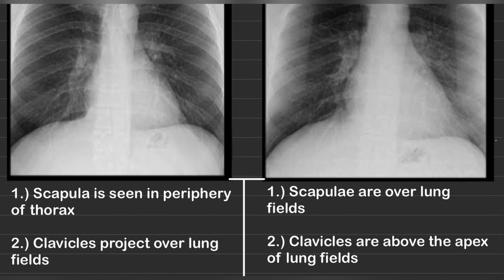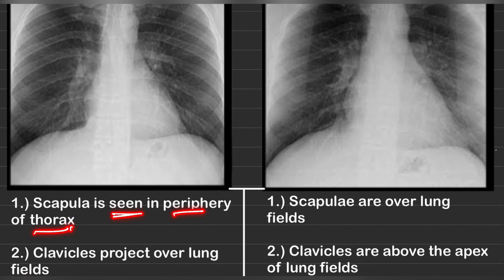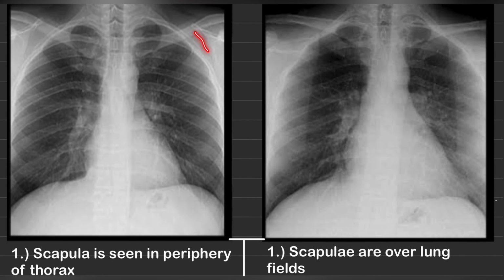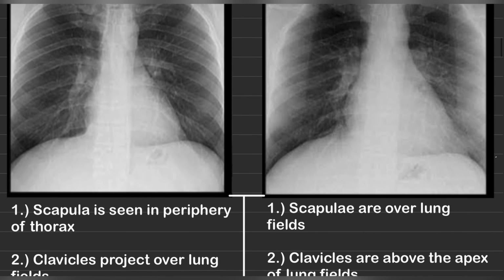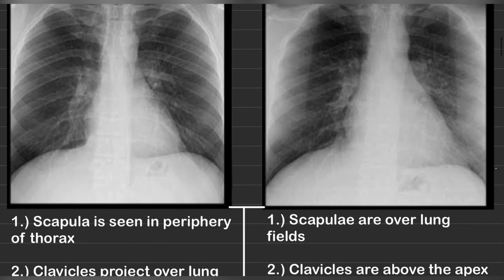So what are the differences between the two views? You can see that the scapula is seen in the periphery of the thorax over here, while it is not seen in the AP view. Clavicles project over the lung fields, while in the AP view clavicles are above the apex of the lung fields, and posterior ribs are distinct in PA while anterior ribs are distinct in case of AP view.